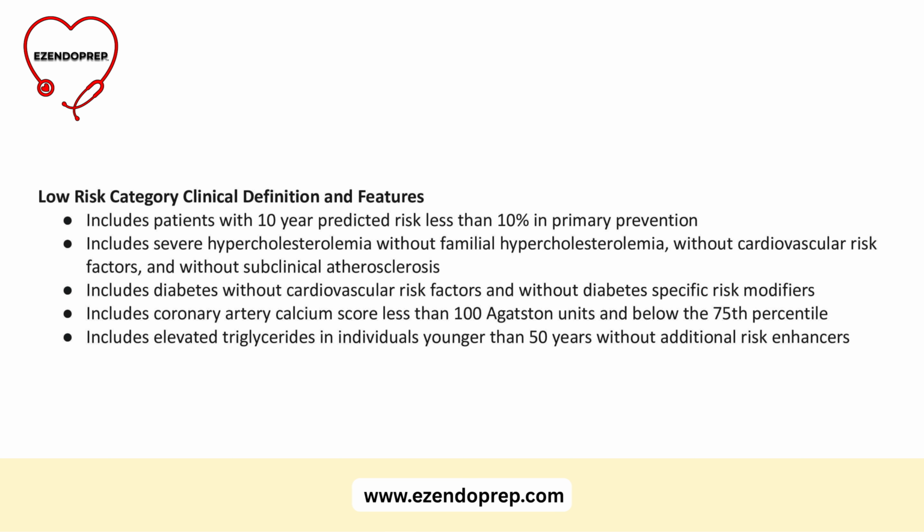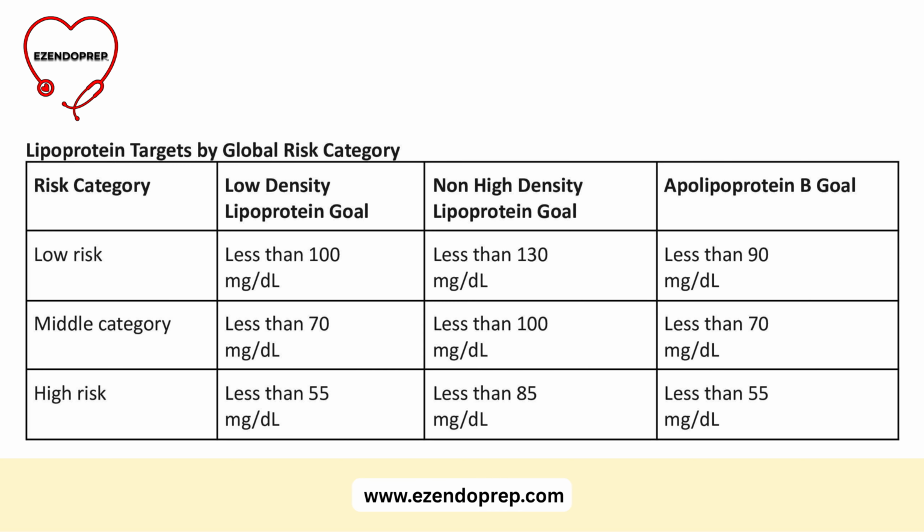This category also includes patients with a coronary artery calcium score less than 100 Agatston units and below the 75th percentile for age, sex, and race. Finally, this group includes patients with elevated triglycerides who are younger than 50 years old and have no additional risk enhancers. Now let's move to the high-risk group.